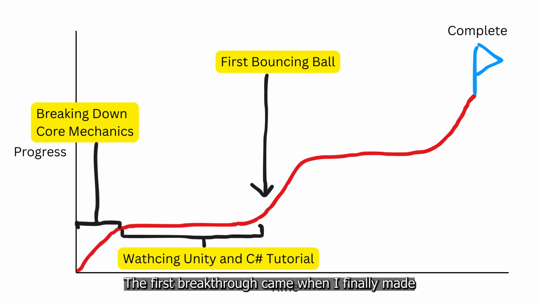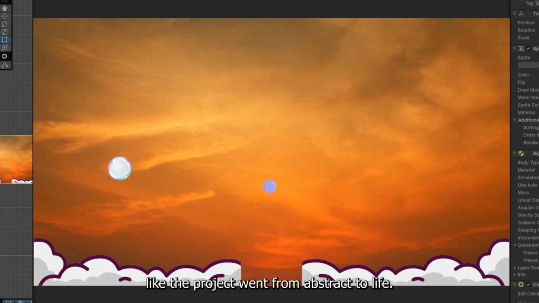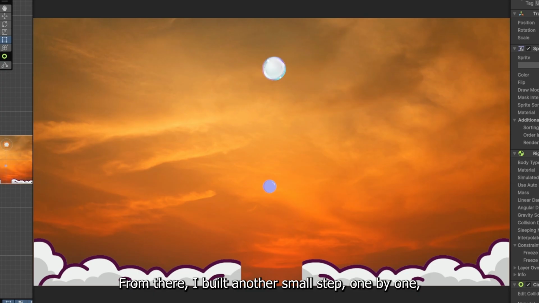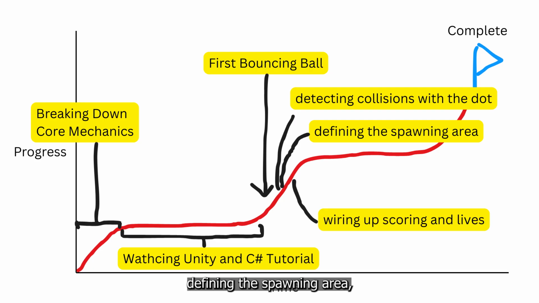The first breakthrough came when I finally made the ball bounce by adding bounciness and gravity. The very first time it actually bounced around the screen was a huge milestone. It felt amazing, like the project went from abstract to alive. From there, I built other small steps one by one, detecting collisions with the dot, defining the spawning area, and wiring up scoring and lives.